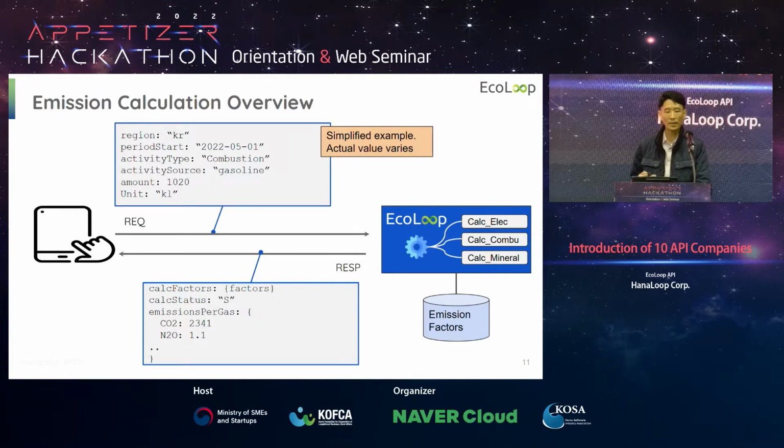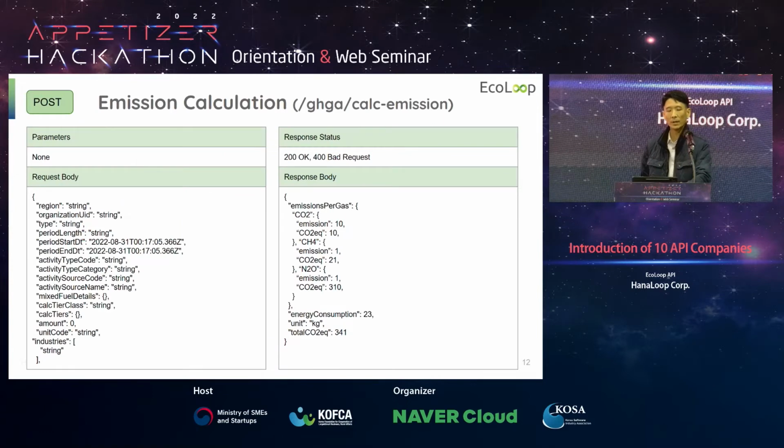The flow starts with an app sending activity details such as location, time, type, and fuel source to Ecoloop. Then the system will receive the request, calculate, and return the calculated emissions. Here is the specification of the emission calculation endpoint. It's a POST method that sends an activity, which in turn returns a response of the calculated emissions.